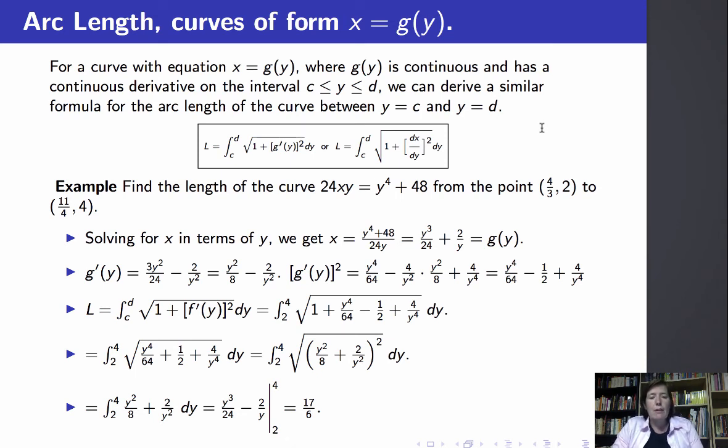So we're looking at the integral from 2 to 4 of y squared over 8 plus 2 over y squared dy, which is y cubed over 24 minus 2 over y, evaluated between 2 and 4. And our final answer is that the arc length of this function between these 2 points is 17 over 6.